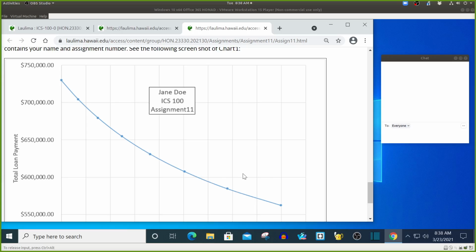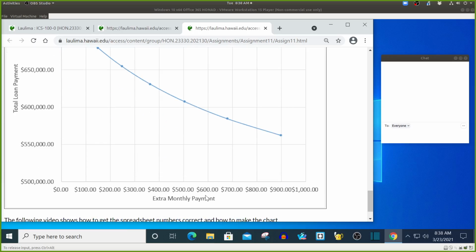And what that's showing is that the more of an extra monthly payment you want to put in, you're going to get a further reduction in the total loan payment. But okay, each time you spend more, you get less and less benefit. Okay, so if it were a straight line, the more you spend, the more benefit you get, and it doesn't change the amount of benefit. So if I spend twice as much, I get twice as much savings.